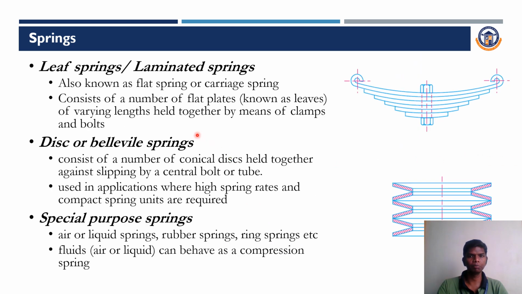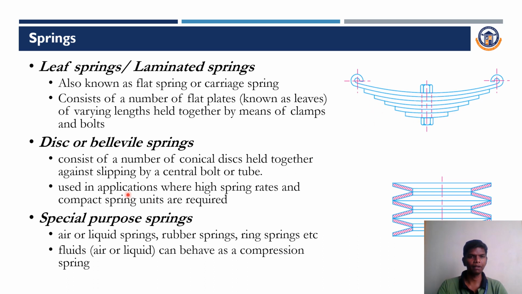So these are the leaf springs. The diagram shows the leaf springs. These springs are laminated springs. They are called laminated springs, also known as flat springs or carriage springs, made of a number of plates of varying lengths held together by means of clamps and bolts. So these are the springs with varying lengths, held together by clamps and bolts.